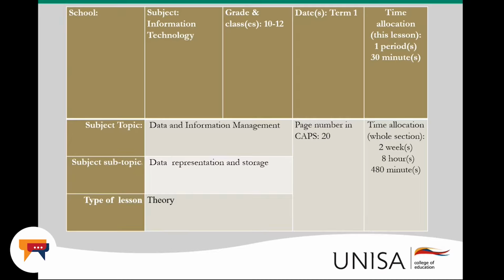Now, the time allocation for the whole section: in the CAPS document, you will see that the time allocated for this whole section is 2 weeks, and 2 weeks is given 8 hours. And in terms of the minutes, given that one period is 30 minutes, you can just calculate that and get to 480 minutes for the whole section.